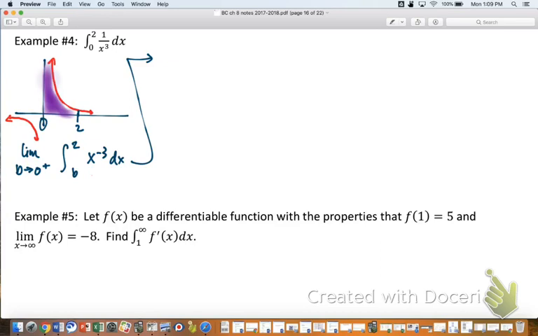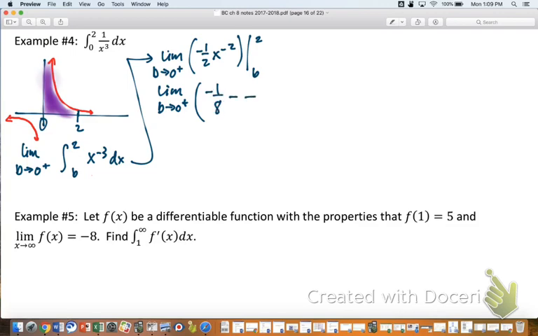All right, so then we find our antiderivative. That would be the limit as b goes towards 0 from the right, and it would be -1/2 x to the negative 2, evaluated from b to 2. This is where we plug in. So you'd say limit as b approaches 0 from the right. FTC1 gives me, oh gosh, what is that? -1/8? Yeah. So -1/8 minus -1/2 b to the negative 2. So it's really plus in there.